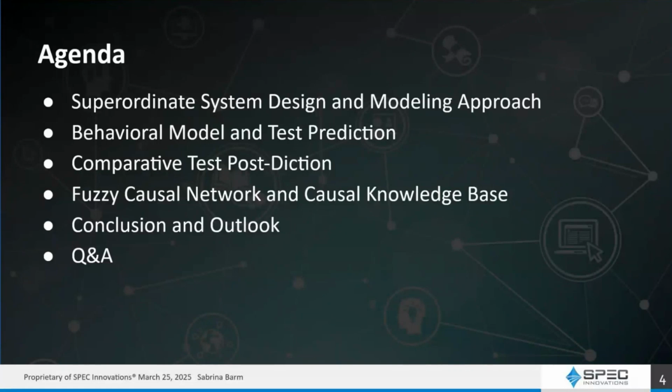At first, I'll introduce our general system design and system modeling approach before going into greater detail on our behavioral model and the test prediction we did on a component level to verify the system function. I'll also talk about a comparative test post-prediction we did to see how accurate our models are. And at last, I'll explain what a fuzzy causal network is and how we're using it in our modeling approach. Then I'll conclude with a conclusion and hopefully equally exciting outlook.